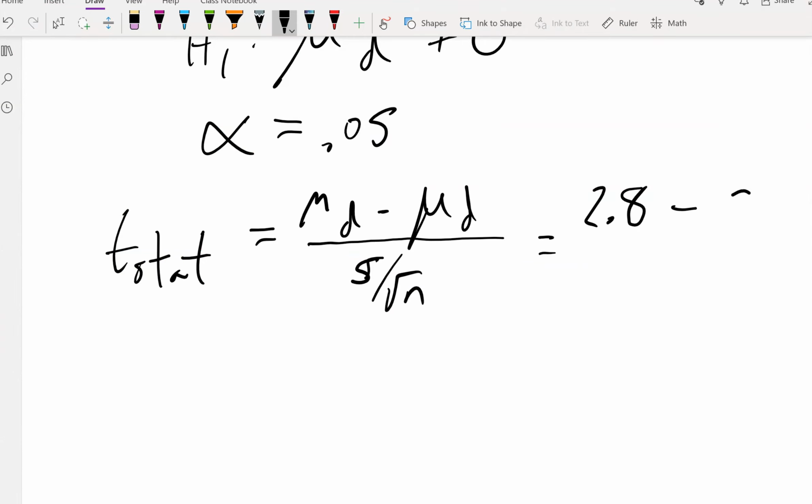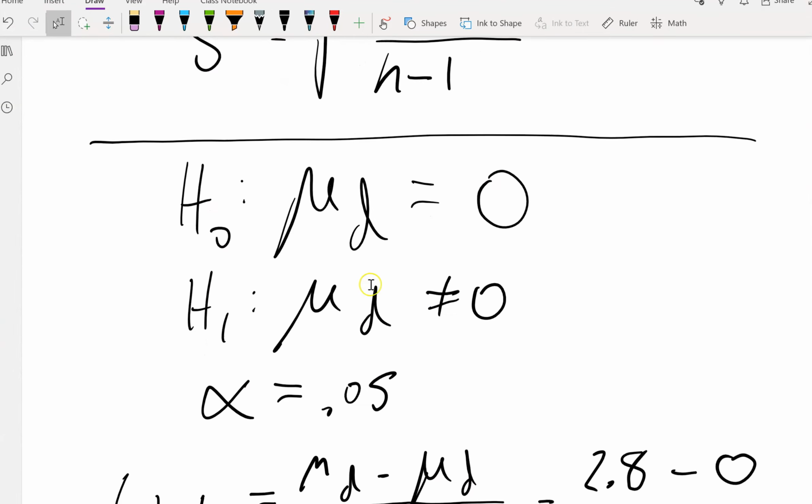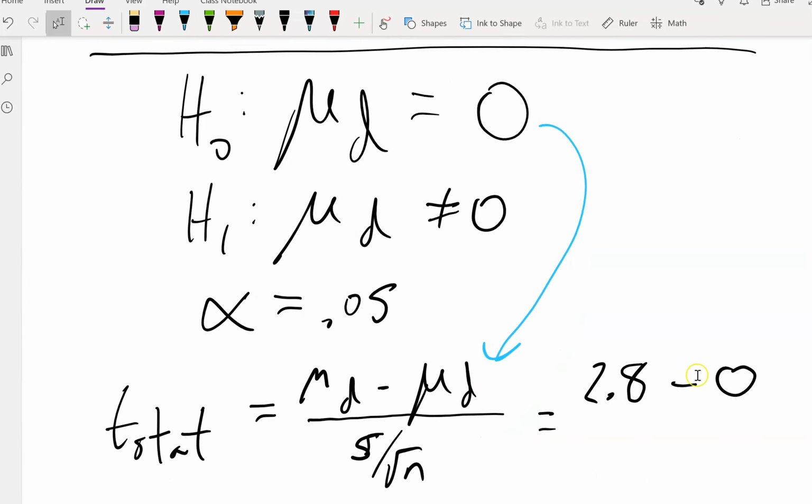We're comparing it to 0. Why? Because that's what we're assuming. Mu D is 0. Notice that, mu D. Mu D is 0. And yes, we always assume mu D is 0. There are very rare cases you don't, but almost always we assume mu D is 0. So you often just see a 0 back there because that's what we're assuming.